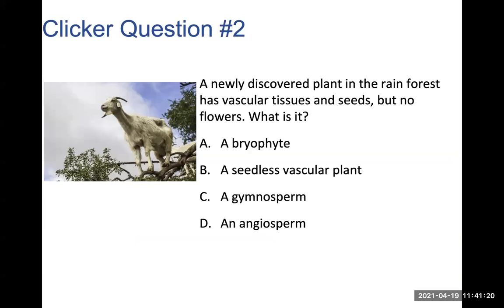There's a question for you guys before we move on. A newly discovered plant in a rainforest has vascular tissue and seeds, but no flowers. What is it?